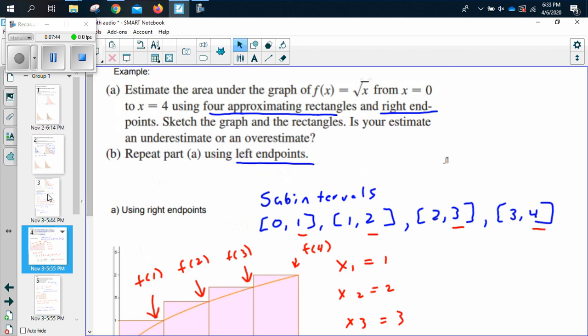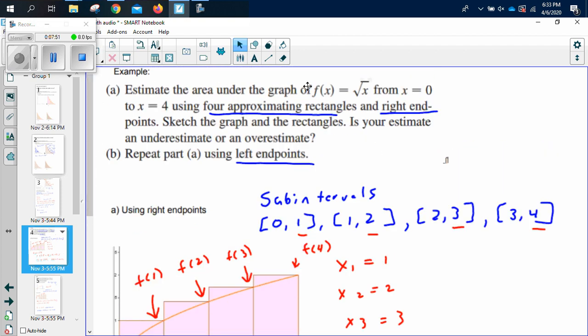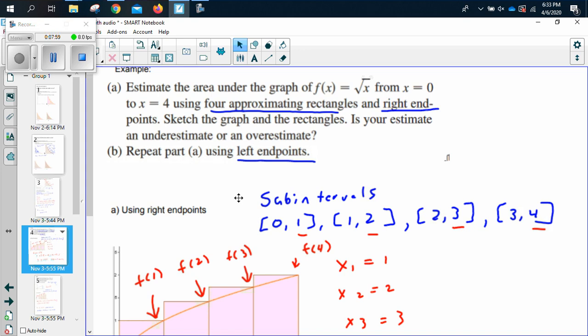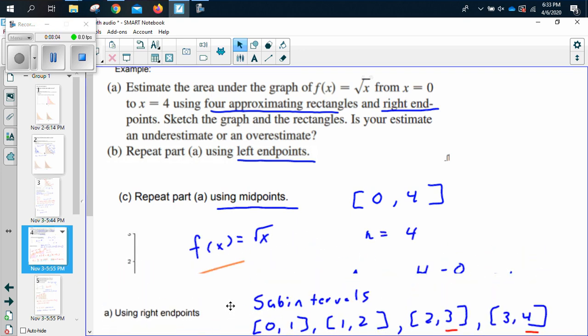So delta x is going to be 4 minus 0 over 4. So delta x is actually 1 in this case. For some reason, I didn't seem to write that in. Oh, there it is. Okay. So I did leave some stuff out.